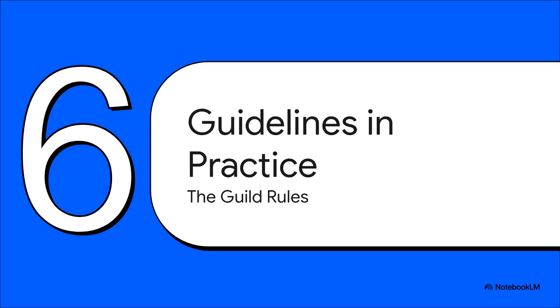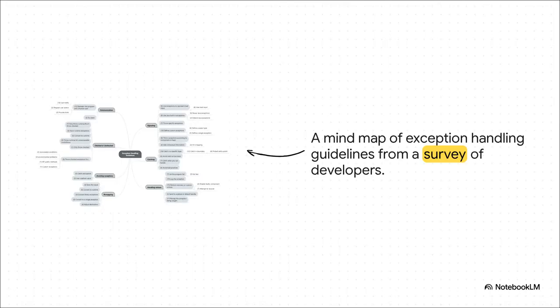So far, we've been talking about what you as an individual developer can do. But software is a team sport. How do we make sure everyone on the team is handling exceptions the same way? Let's zoom out and look at the guild rules that projects use. Just take a look at this mind map.